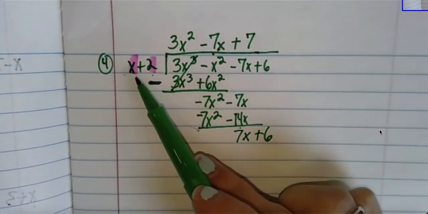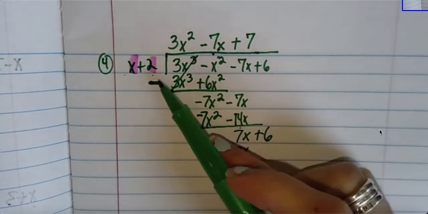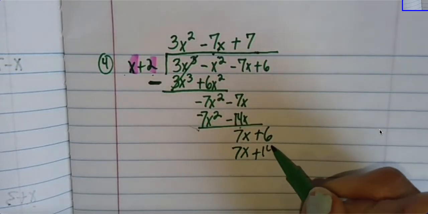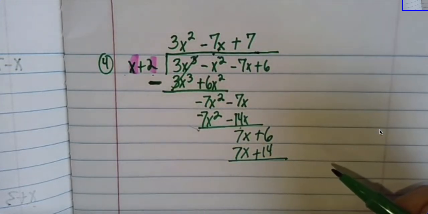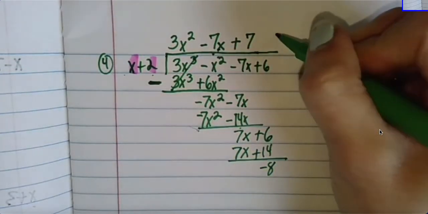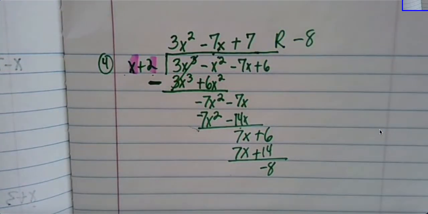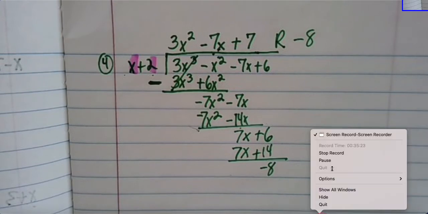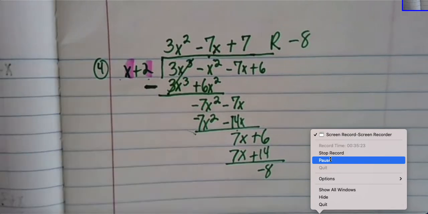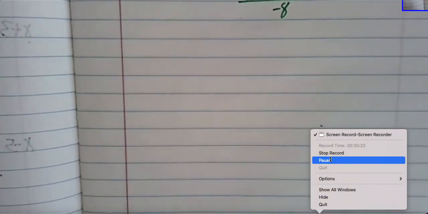So 7 times x is 7x. And then 7 times 2 is 14, and then we subtract. The remainder will be negative 8. So that's our answer up here with a remainder of negative 8. I know, I just wrote the first part only. I screwed up in the beginning. I put 3x squared minus 6x. Or no, 3x cubed minus 6x. Okay, we're on the plus side. That's pretty good.